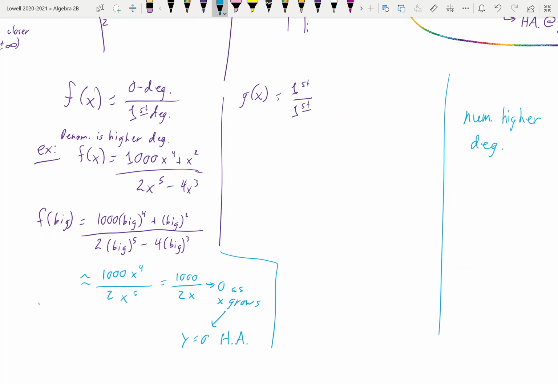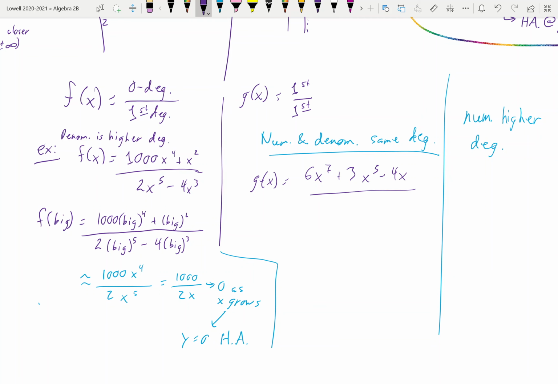Going back to the case where the numerator and denominator have the same degree, this is the main scenario that we're going to look at today. Let's pretend my example is g of x equals 6x to the 7th plus 3x to the 5th minus 4x over negative 3x to the 7th minus 3,000.